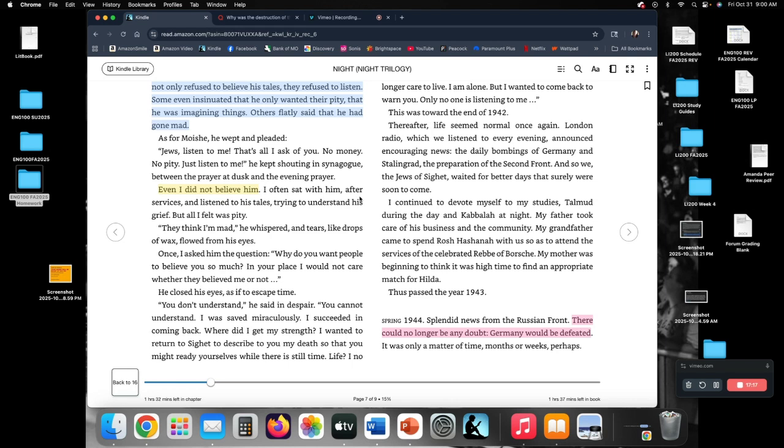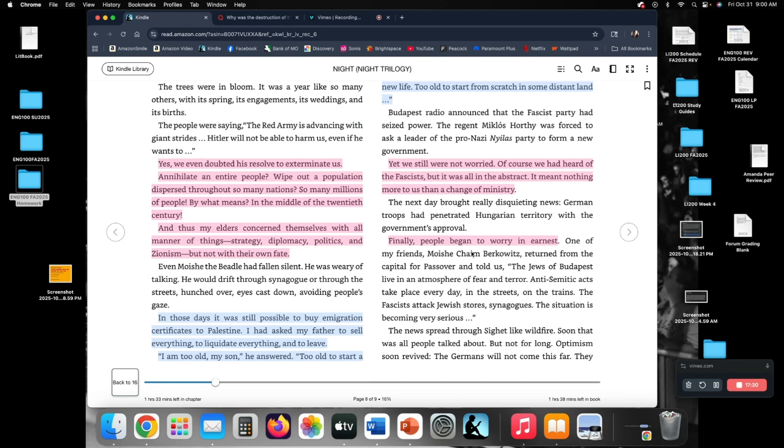So Moshe comes back. He's begging people to listen to him. Nobody's listening. And then all of a sudden, there could no longer be any doubt. German would be defeated. Absolute denial. So this is where we start out. We doubted his resolve to exterminate us. Let me give you a page reference. This is on page 8.